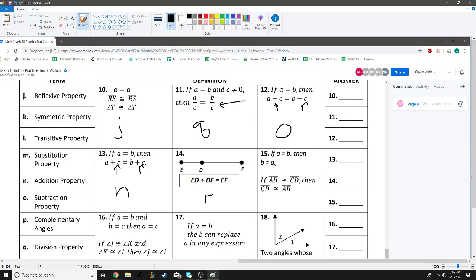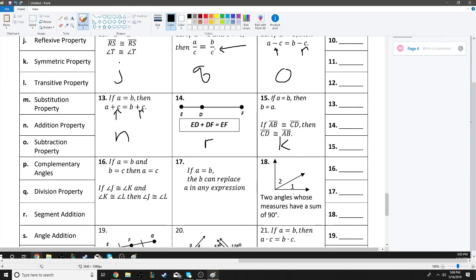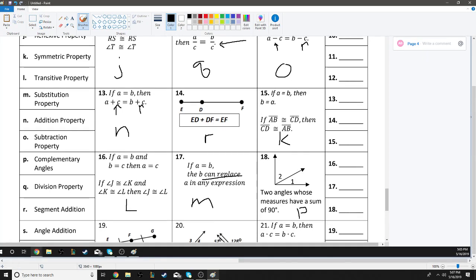A equals B, B equals A, that is the symmetric property. A equals B, B equals C, A equals C, that is the transitive property. A can replace B. Replacement would be substitution, M. Two angles that have a sum of 90 degrees, that is complementary, P. Okay. And then we've got a few more.